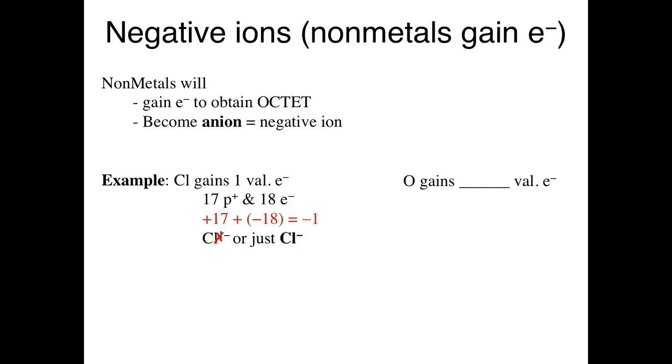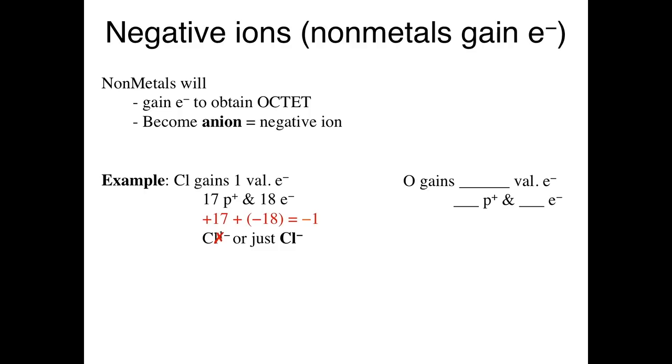Here we have oxygen. All right, I'm going to have you do this on your own. How many electrons would oxygen need to gain to be quote-unquote happy, like the noble gases? Oxygen is in group 6A. That means it has 6 valence electrons, meaning it will need to gain 2 more electrons.